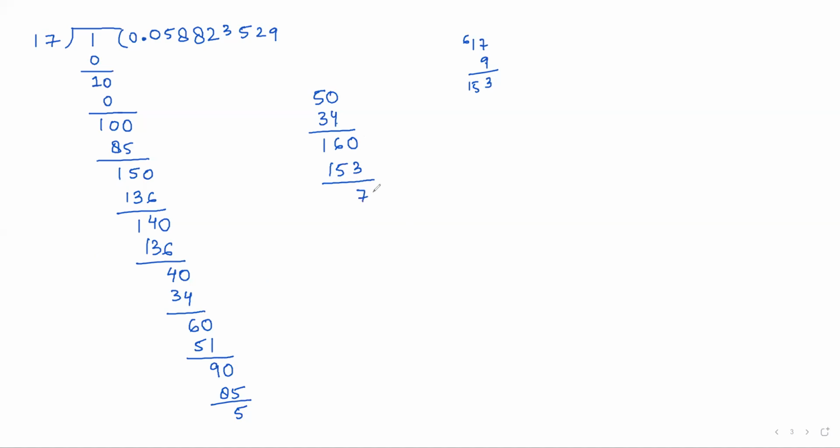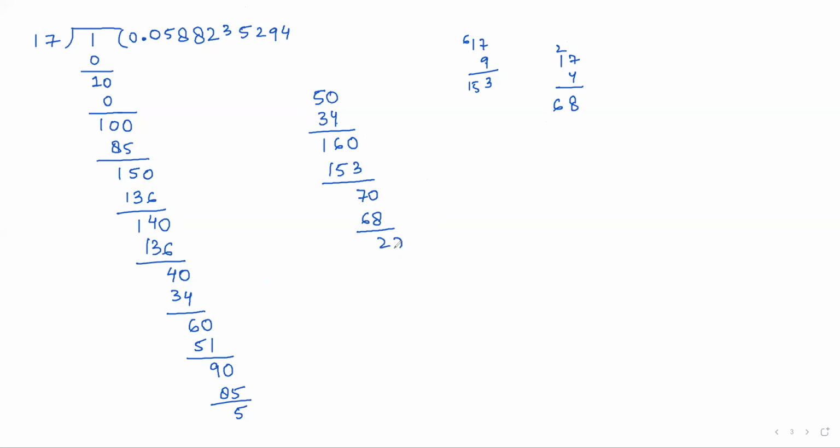7 is the remainder. Make it 70. How many times now? Try 4 times. 17 into 4. 4 7s are 28. 68. Yeah. So 4 times 68. Right? Then I get 2 as the remainder.